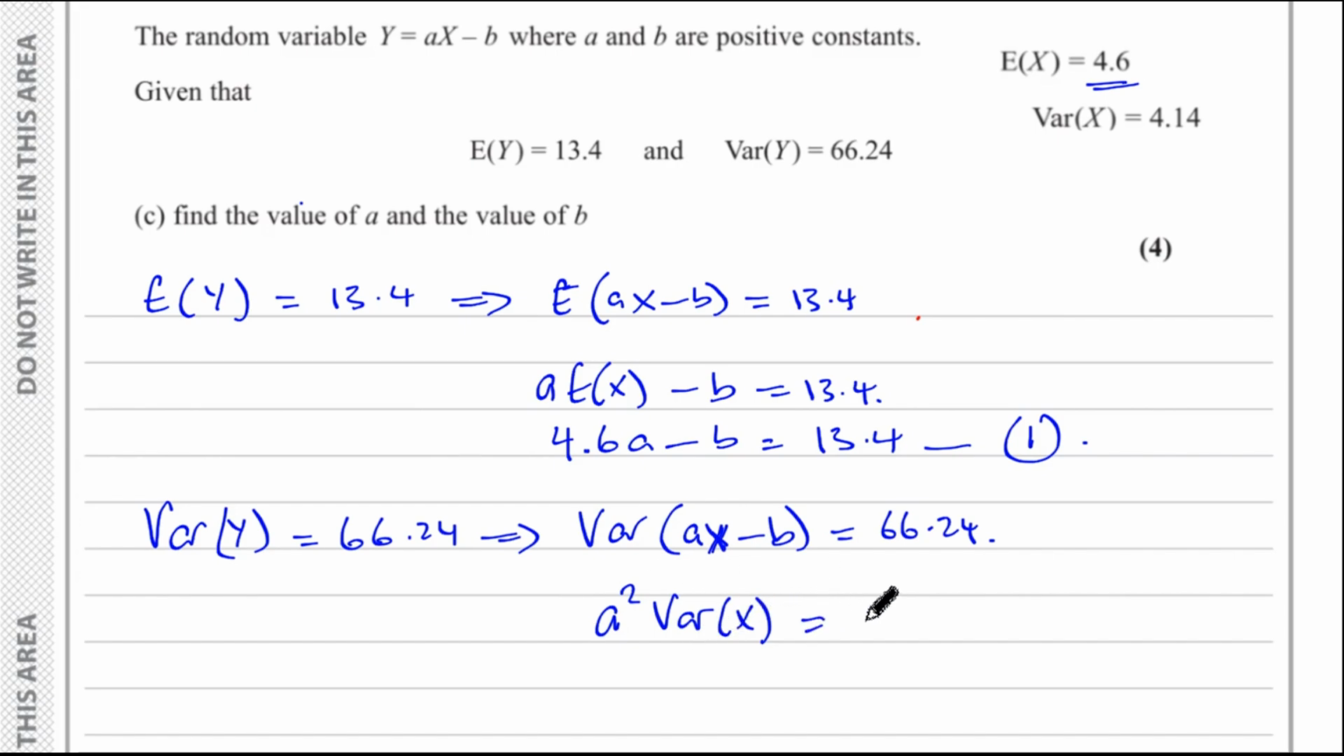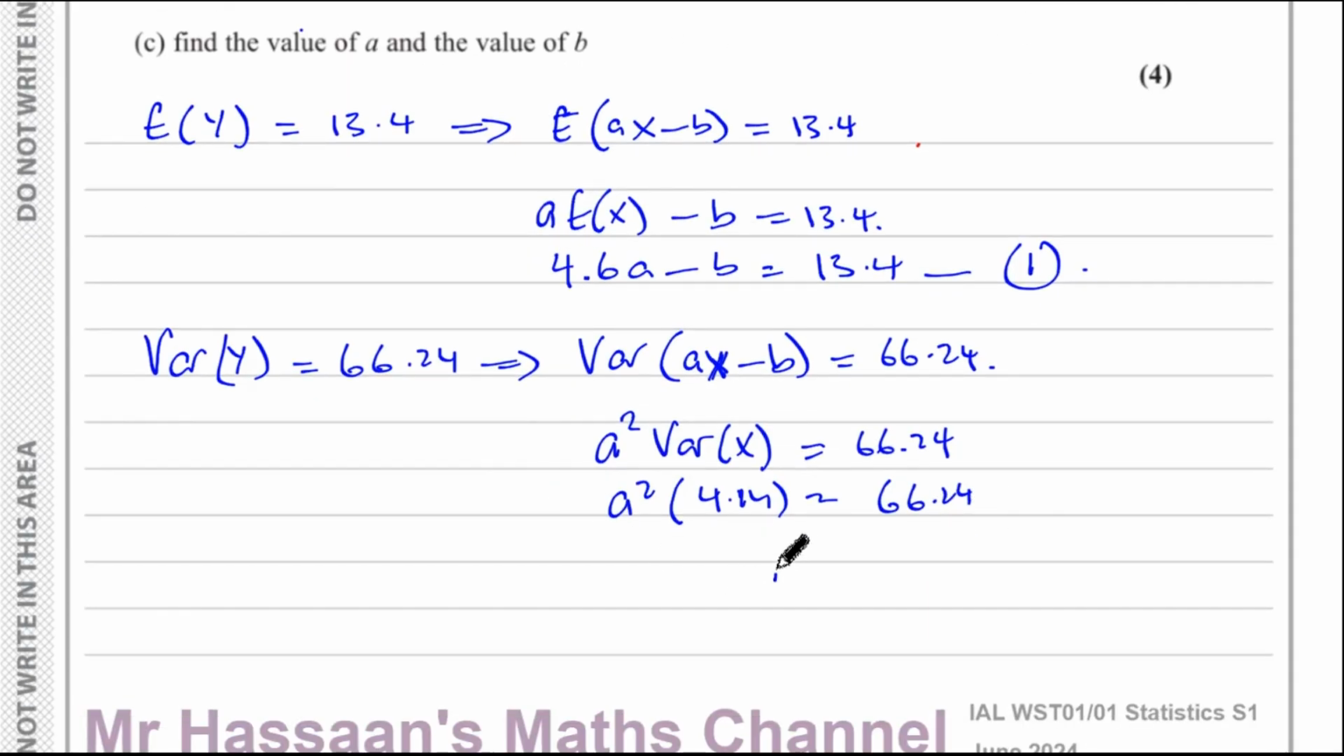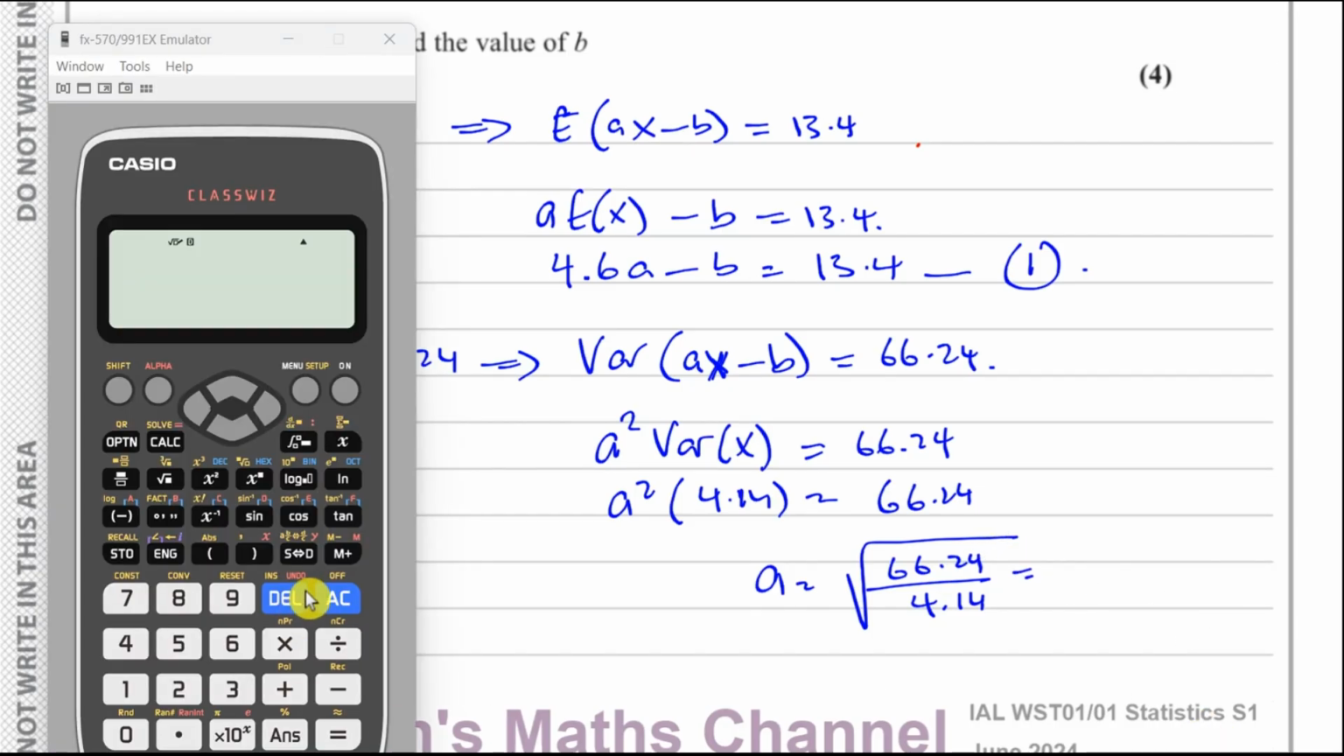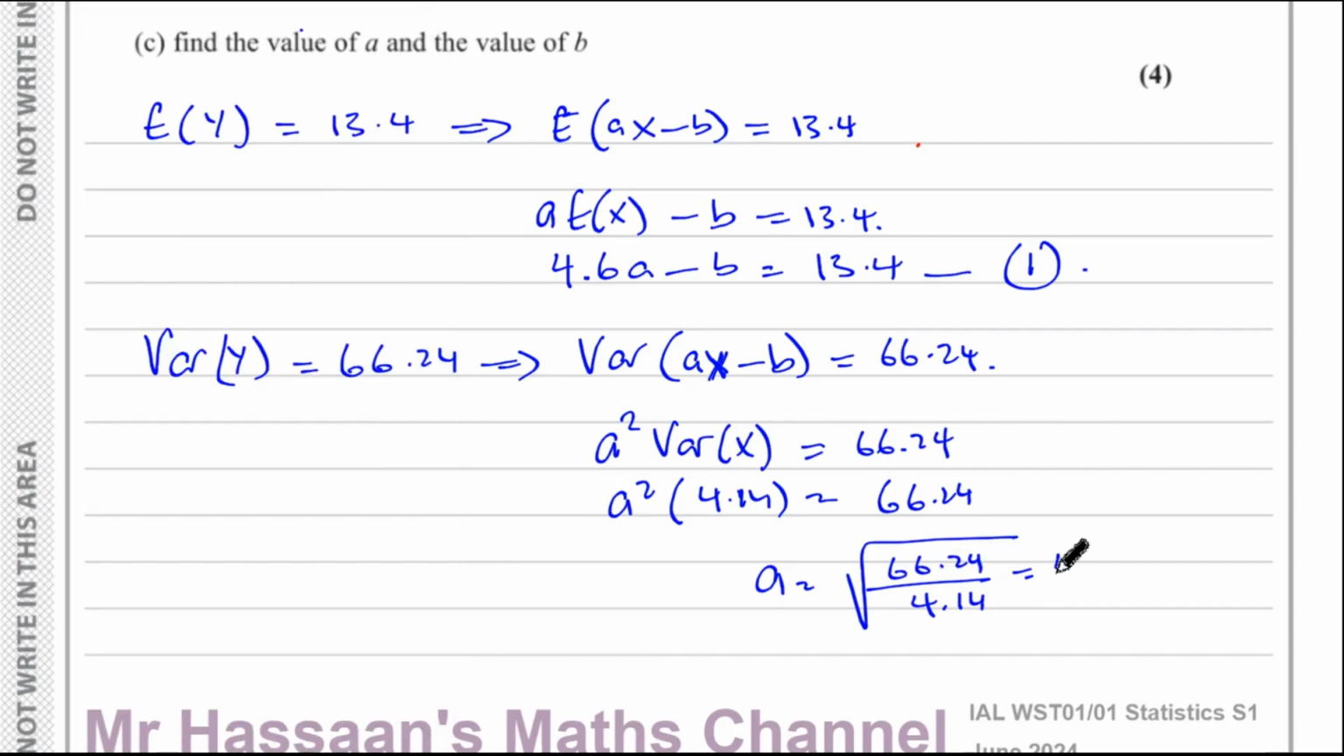So A squared times the variance of X equals 66.24. That means A squared times the variance of X, which is 4.14, is equal to 66.24. So we can now find A from this directly. We can say A is equal to the square root of 66.24 over 4.14. Why? Because the variance of X was 4.14, as we learned earlier. So we're going to have the square root of 66.24 divided by 4.14, and that gives us 4. So we worked out that A is equal to 4.